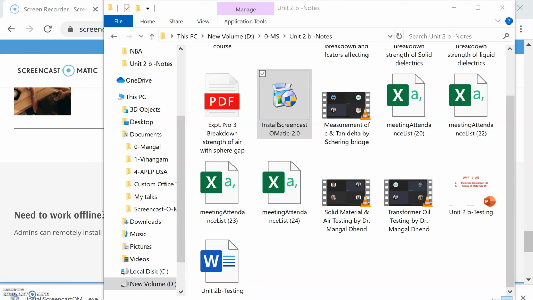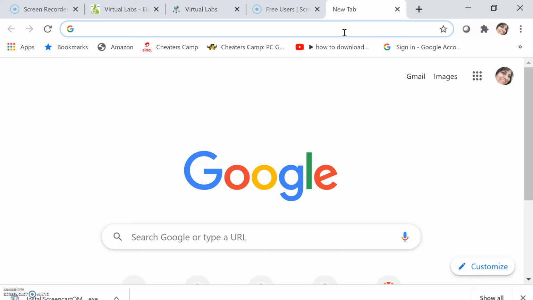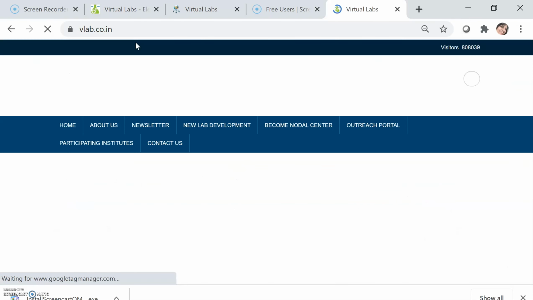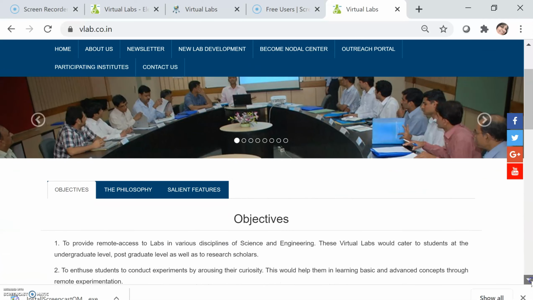Dear students, now we'll perform an experiment on the virtual lab. So first go to the virtual lab. I will tell you how to go. Go to any search engine and just type VLab. Okay, virtual lab or VLab, and it will come up.